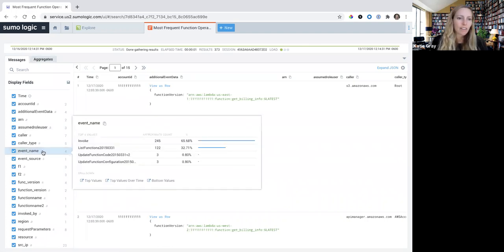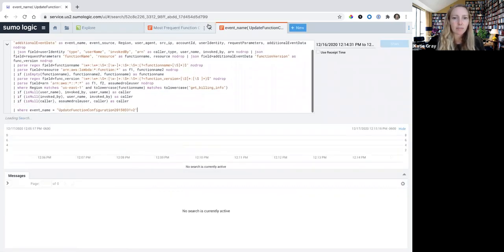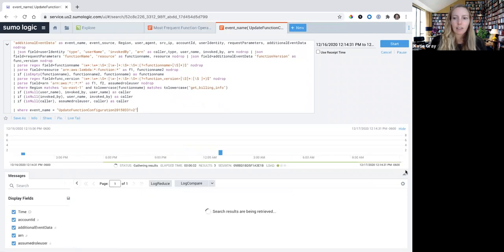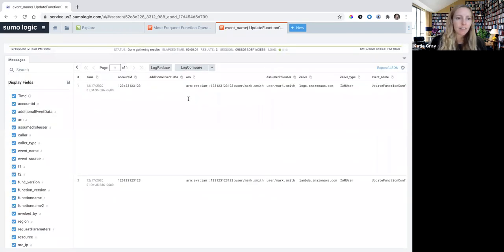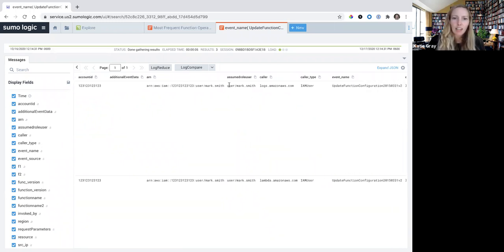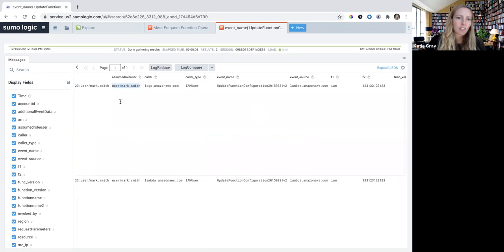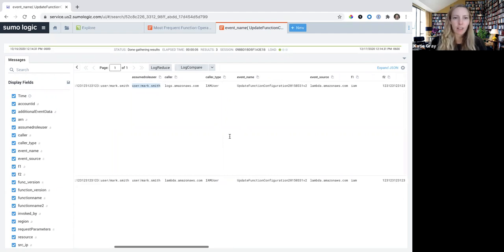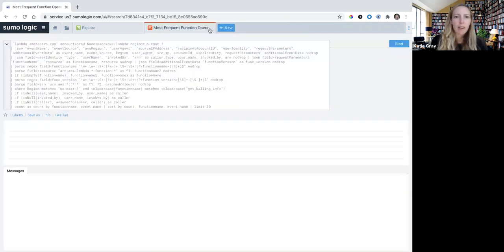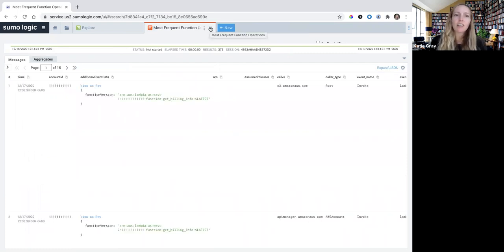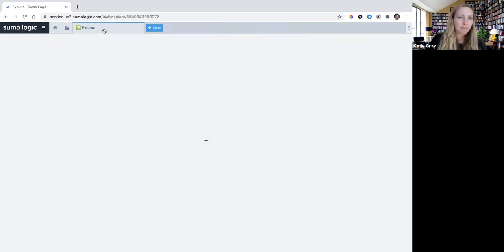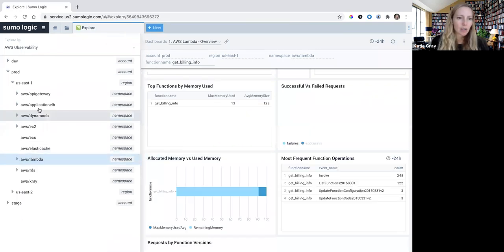Here I can filter for the event name, which we were interested in looking at further, the update function configuration. And I'll make this a little bit bigger. Okay, so here are the actual messages for those events. And we can actually see who the user is that made those changes. And we can go talk to Mark Smith about what happened and look into rolling it back. So that's an example of how you might quickly go from something that looks suspicious to what exactly happened in your environment.